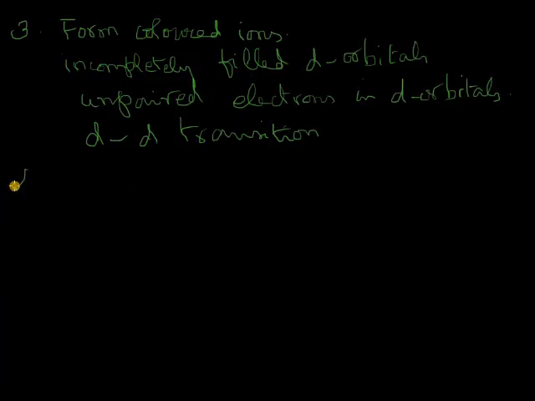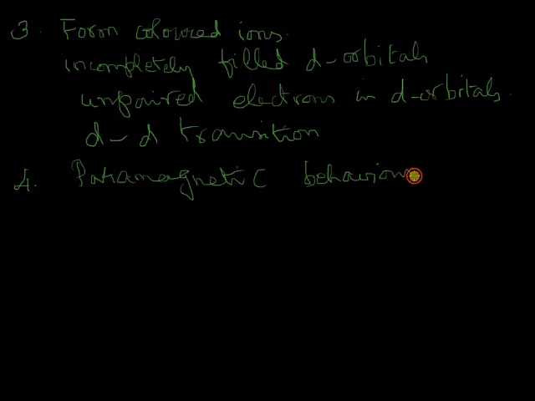The fourth property is paramagnetic behavior. Now, when substances are attracted by an applied magnetic field, they are said to be paramagnetic. When these are repelled by an applied magnetic field, they are said to be diamagnetic. Ferromagnetism is an extreme case of paramagnetism. Paramagnetism is always associated with unpaired electrons.